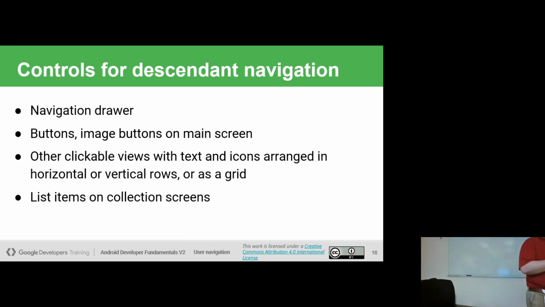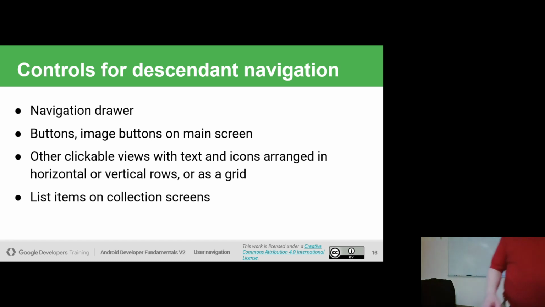There's other ways that we can deal with descendant navigation. We can use something called the navigation drawer. And we can just use buttons or image buttons to say, go to the next screen, like we've done before. We can use anything really that's clickable. We could just say, click on this, you go to the other screen, right? Or we could do like we were looking at with the master detail, we have some sort of list that the user clicks on and goes to the next screen.